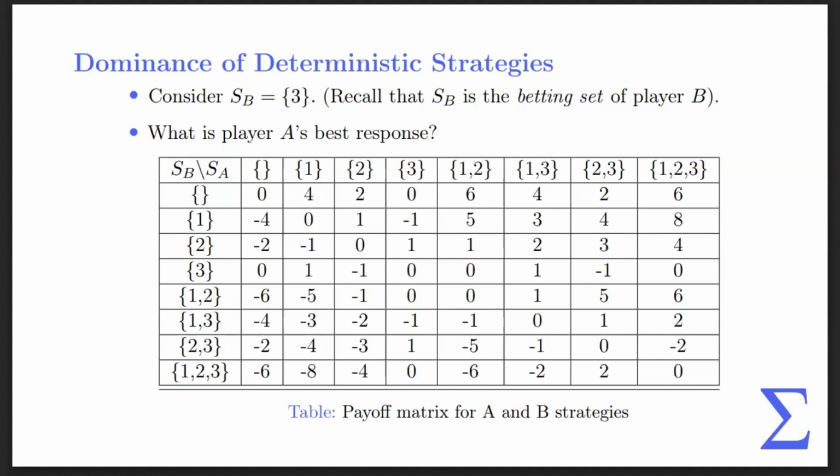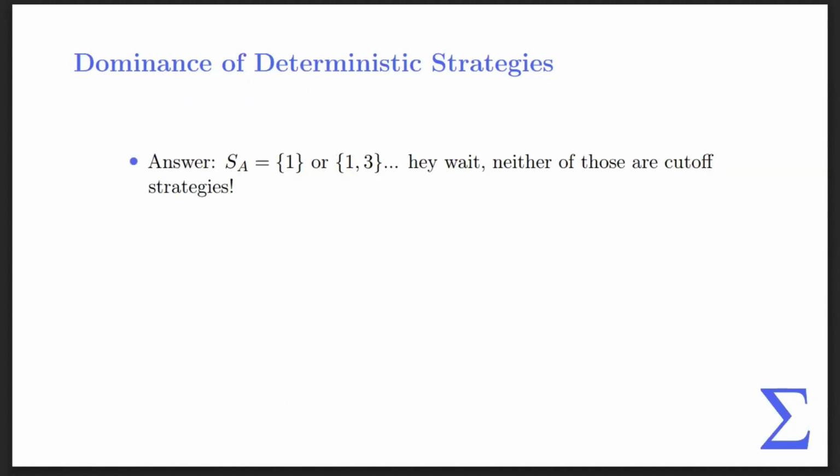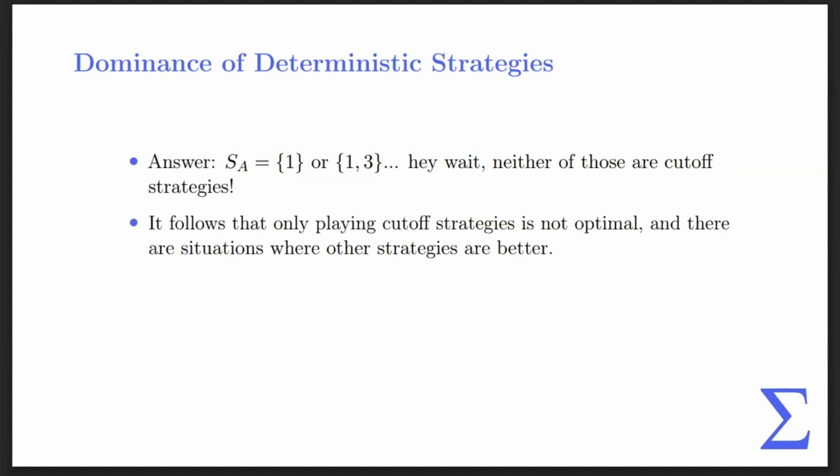Yeah, 1 or 1-3. But neither of those are actually cutoff strategies. So this is a counterexample, and it follows that playing cutoff strategies is not actually optimal. There are situations where other strategies are better. And it's really interesting if you think about it, like the best counter to a player only betting on 3 is only betting on 1.